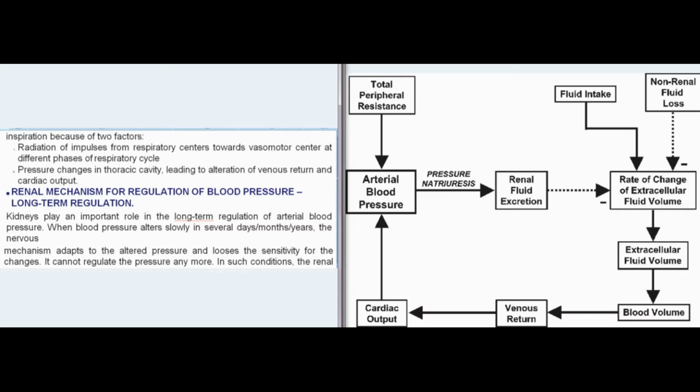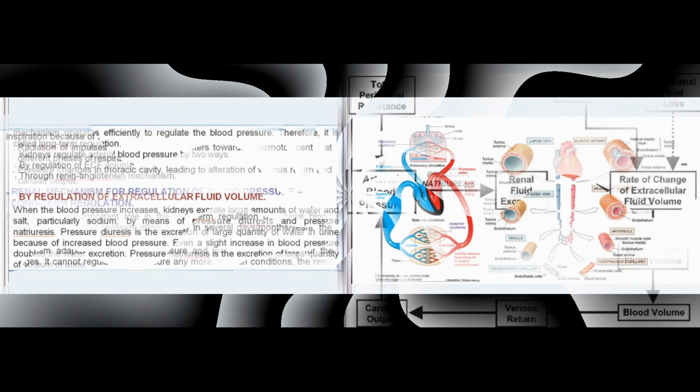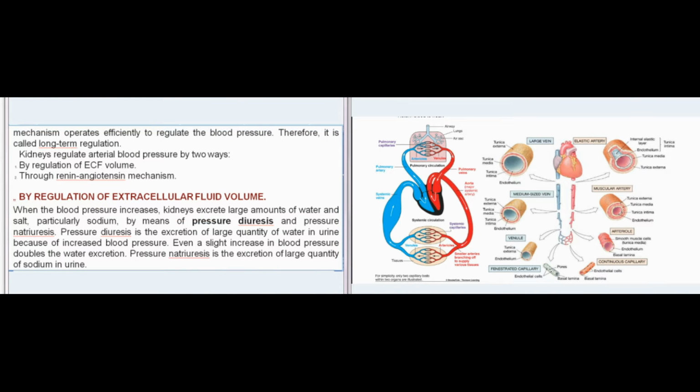Renal mechanism for regulation of blood pressure, long-term regulation. Kidneys play an important role in the long-term regulation of arterial blood pressure. When blood pressure alters slowly in several days, months, or years, the nervous mechanism adapts to the altered pressure and loses the sensitivity for the changes. It cannot regulate the pressure anymore. In such conditions, the renal mechanism operates efficiently to regulate the blood pressure. Therefore, it is called long-term regulation.